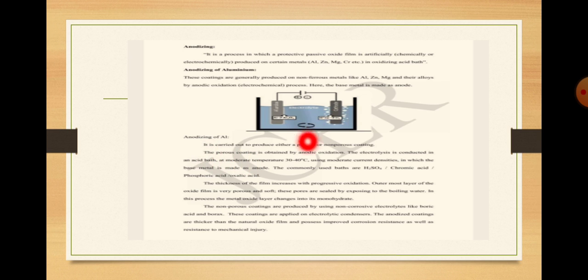This porous coating is formed with the cathode and anode present, commonly in a bath of H2SO4. H2SO4 is important in this process. The thickness of the film increases with progressive oxidation. The outermost layer of this oxide film is very porous and soft, so it is sealed to give a non-porous oxide coating, using non-corrosive electrolytes such as acids and borax, which improves corrosion resistance and resistance to mechanical injury.